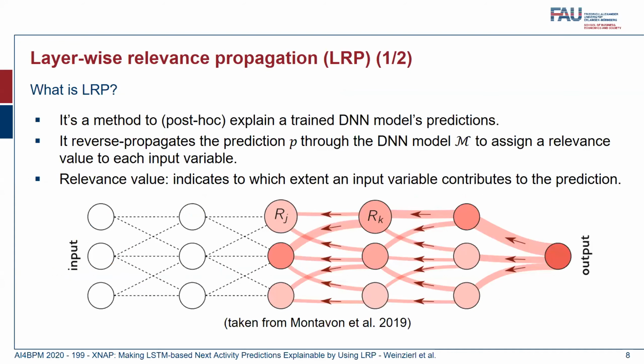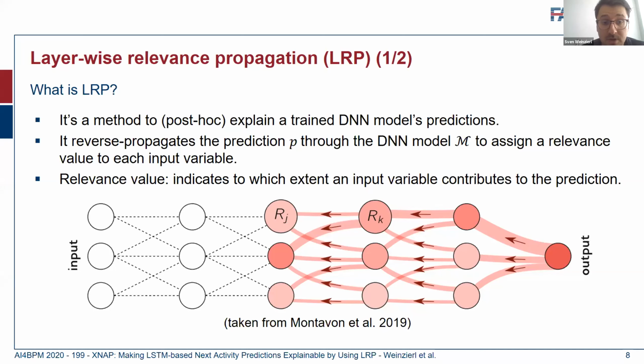To better understand what LRP means, the first question is, what is it? It is a method to explain the predictions of trained deep neural network models through something like a reverse propagation. Keep in mind, if you train a neural network, you have a forward path and a backward path, and in the backward path you do some backpropagation, then the model is trained, all weights are adjusted. After that, we reverse propagate once more to determine the relevance values for the input variables regarding the prediction.